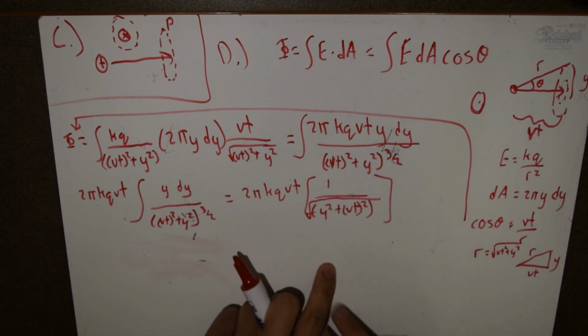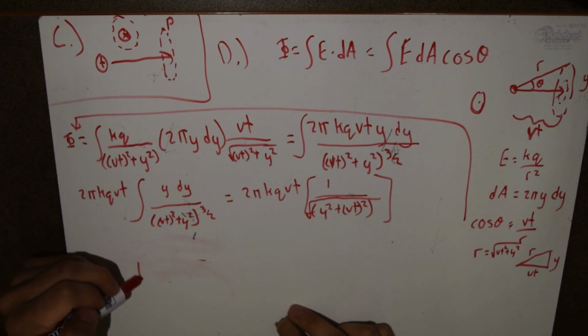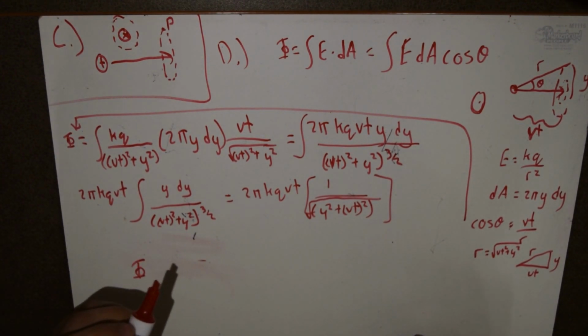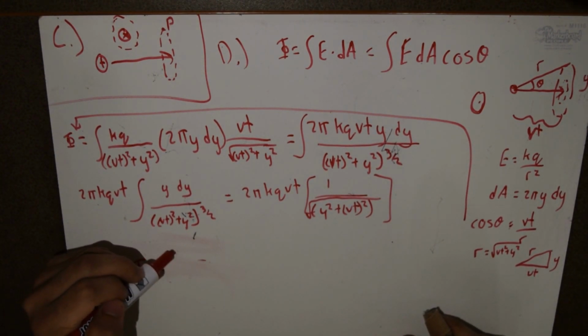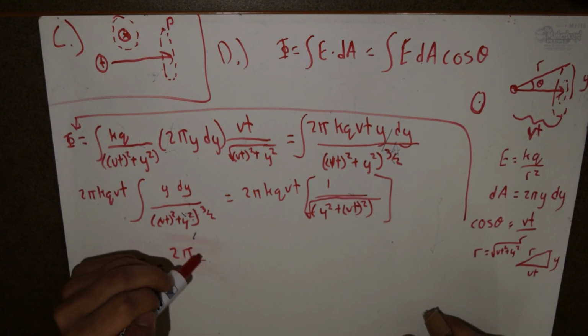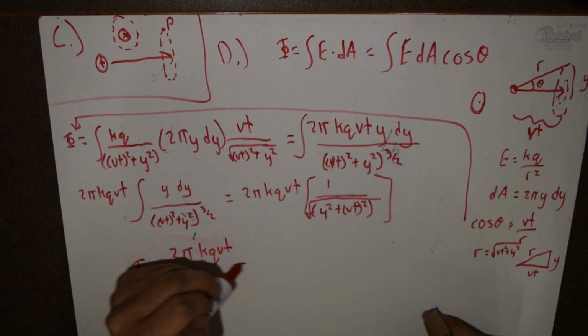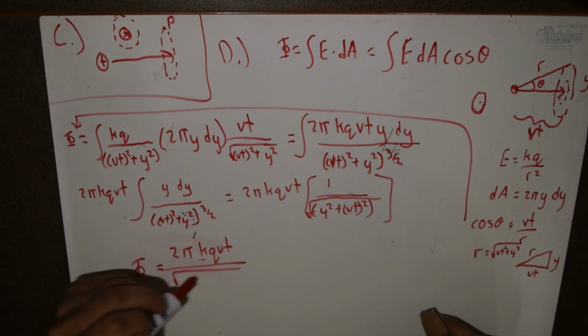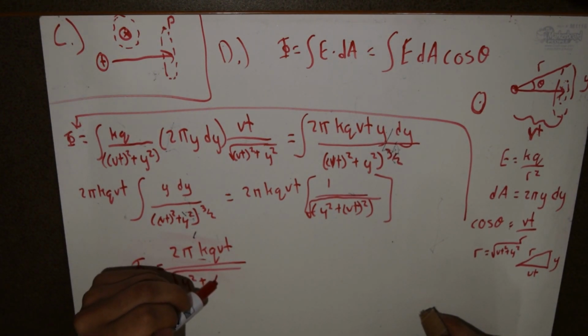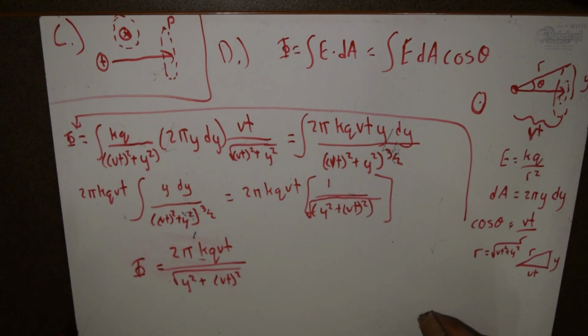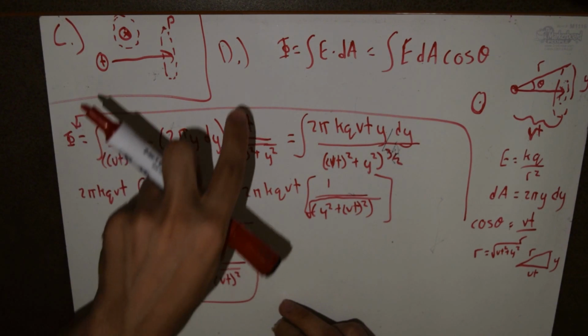So adding that all together to find our electric flux, which is what this part of the problem is asking for, we get that the electric flux equals 2 pi kq vt over the square root of y squared plus vt squared. And this is the answer that we will use in the next part, part E.